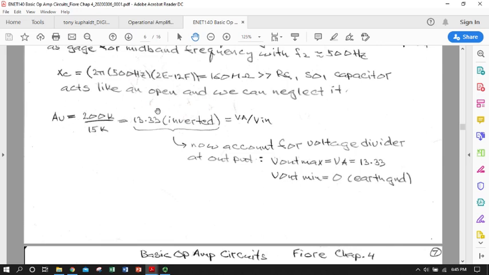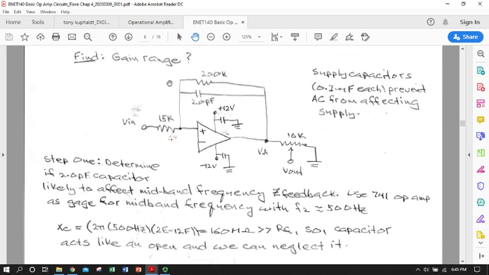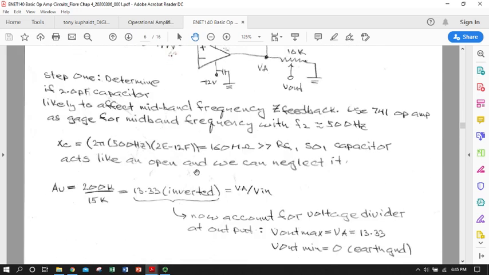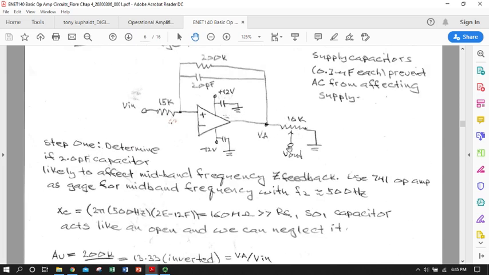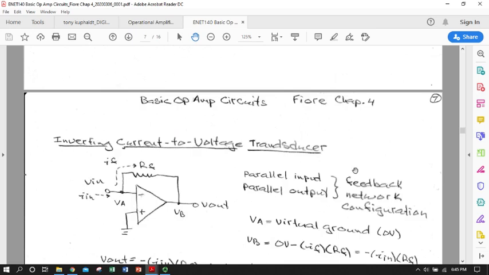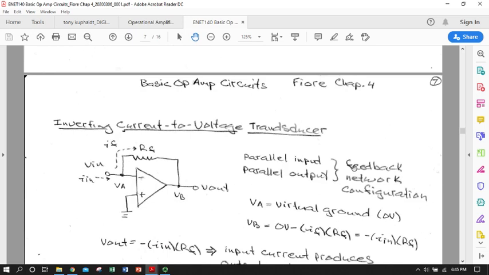Otherwise, since we're going to neglect that capacitor, we'll assume that our entire midband signal will go through our 200K resistor, and we're back to 13 1/3 gain, unitless gain, inverted, will get us to point A, and then we can decide how much of that's going to go over our pot to the output, and the rest goes to ground. So that was a nice twist on frequency dependence, and something that we will see again, especially with lagging and leading, but very simple.